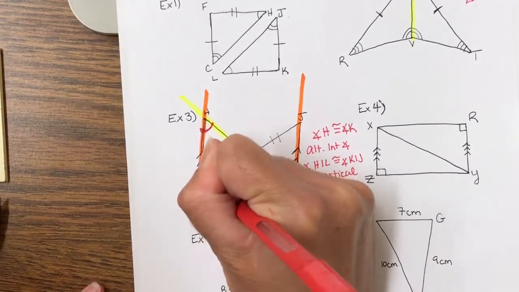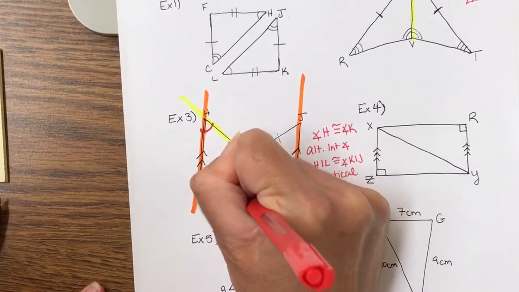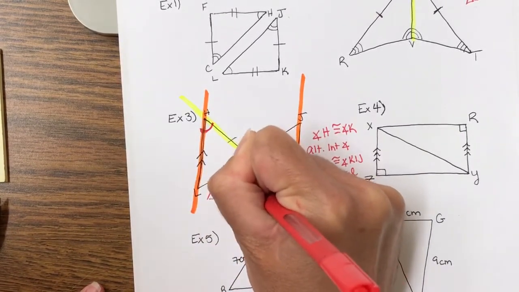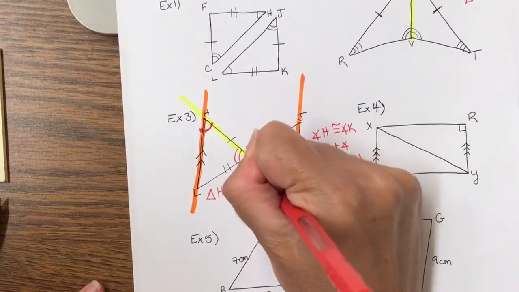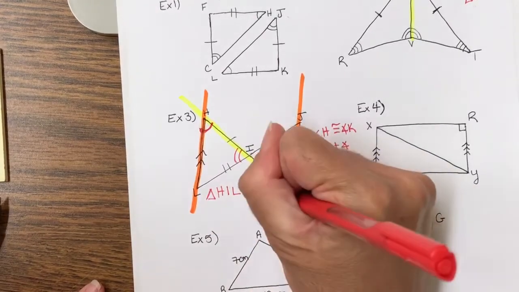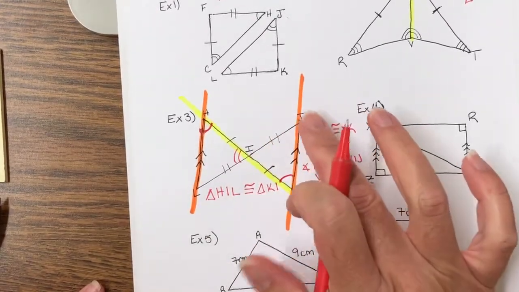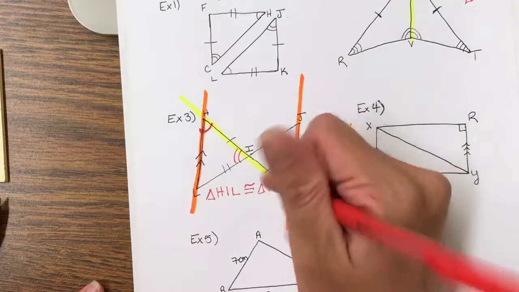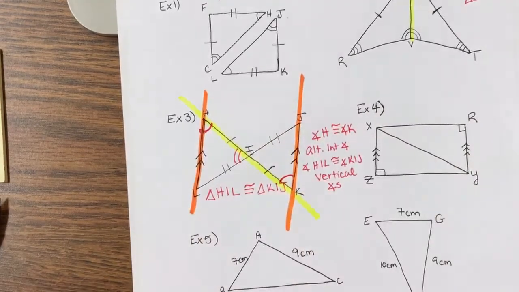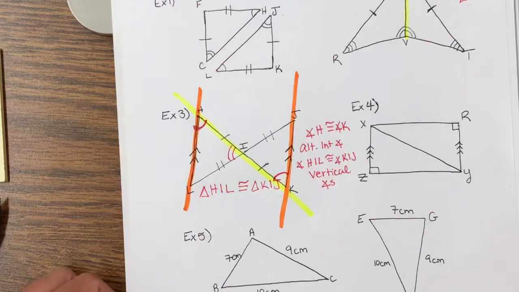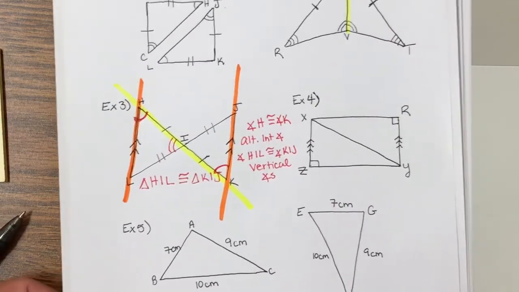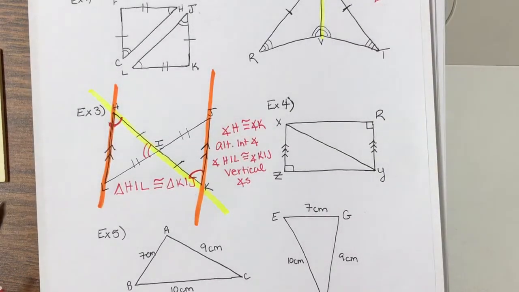So triangle HIL is congruent to triangle, so H maps to K, I maps to I, and J is going to match to L. So triangle HIL is congruent to triangle KIJ. So let's see how you did in it, or how you can do in example 4. So example 4 is your you try.